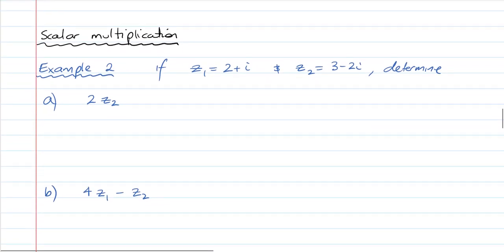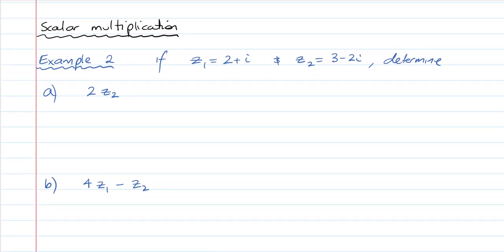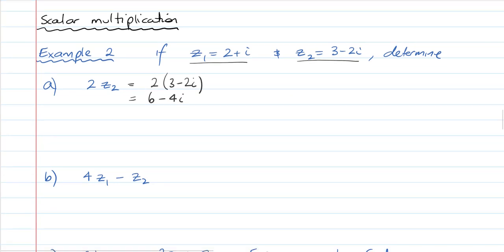Now let's look at that scalar multiplication idea. So this is a lot like our work with vectors. I've defined here z1 and z2. 2 times z2 is equal to 2 times 3 minus 2i, and that's equal to 6 minus 4i. So that works exactly as you'd expect, just with that binomial expansion.